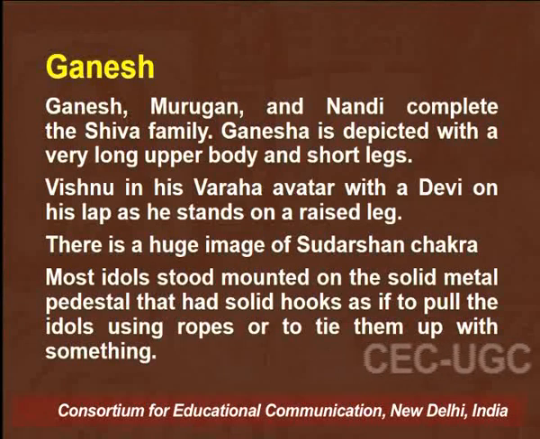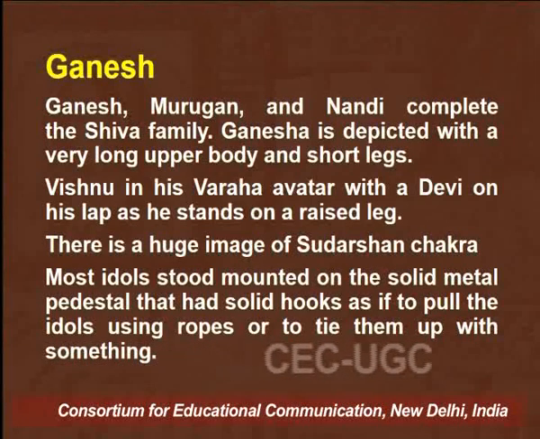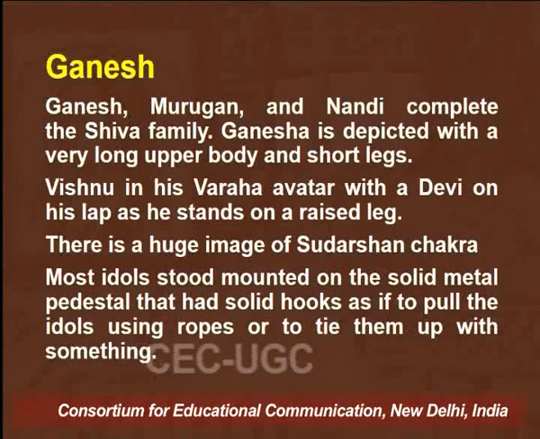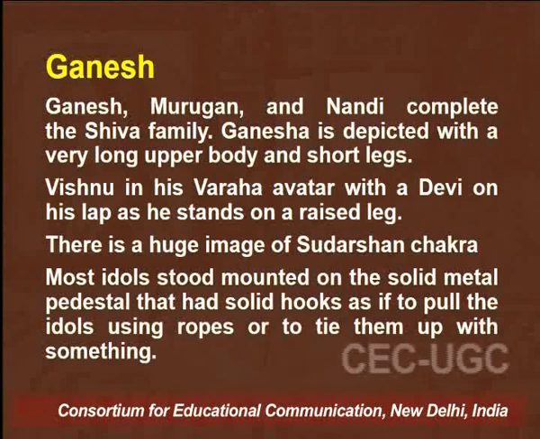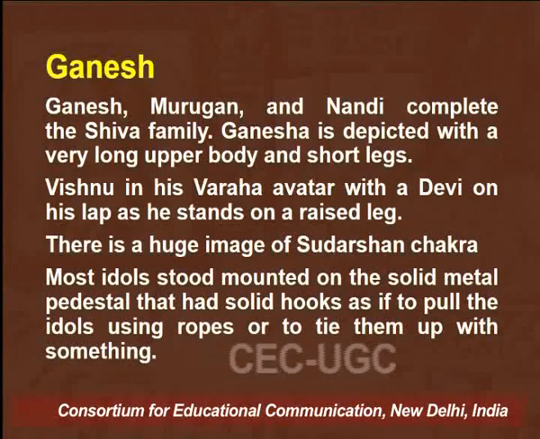Ganesha is depicted with a very long upper body and short legs. Vishnu in his Varaha avatar with a Devi on his lap as he stands on a raised leg. There is also a huge image of Sudarshan Chakra. Most idols stood mounted on a solid metal pedestal that had solid hooks as if to pull the idols using ropes or to tie them up with something, which again proves that these images were regularly being taken out for procession, for ceremonial purposes.